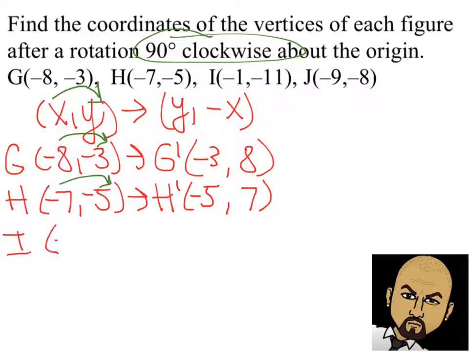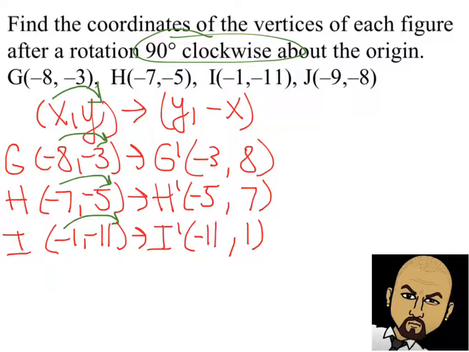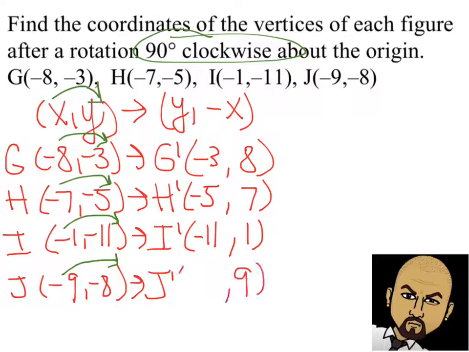Let's go ahead and do vertex I, which is the ordered pair negative 1, negative 11. I prime, again, the x value is going to jump over, negative 1, and as it jumps over, it becomes positive 1, and then the negative 11 is going to slide right over. And last but not least, vertex J. We got the ordered pair negative 9, negative 8. J prime, again, the x value is going to jump over because we're going to the right. It's going to become the opposite, and then the negative 8 value is going to go ahead and take over the place of the new x value.